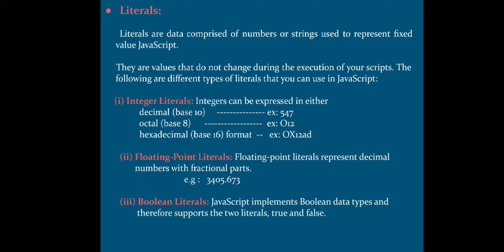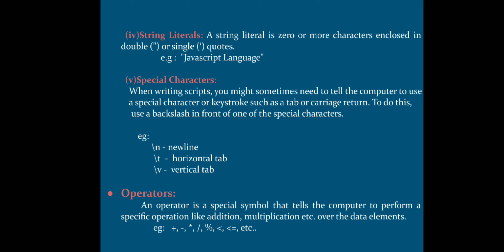Next, boolean literals. A boolean value is nothing but either true or false. A boolean constant means true or false. True is represented by 1, false is represented by 0. String literals. A string literal is a collection of characters enclosed within double quotes or single quotes. Here, for the string constant, the JavaScript language example I've taken, "JavaScript language", is a string constant enclosed within double quotes.